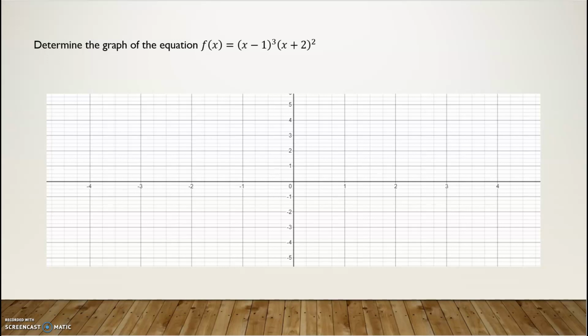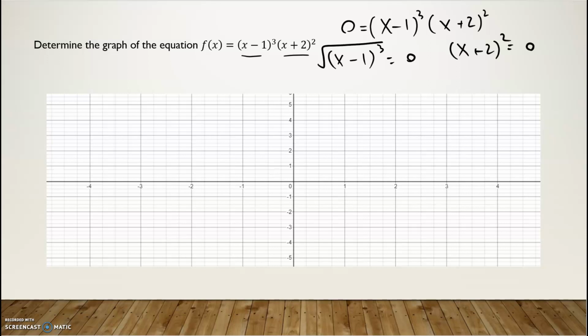Now to find the roots or the x-intercepts, I'm going to set each one of these equal to 0. I can do that because finding the x-intercept is setting this equal to 0, and notice I've got two things multiplied together that equal 0. So I'm just going to break them apart and set them equal to 0.